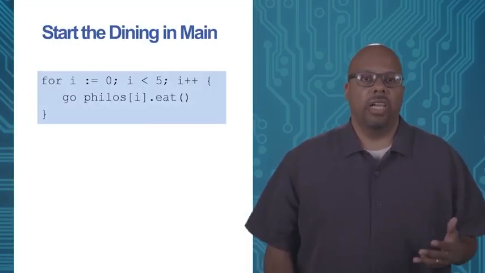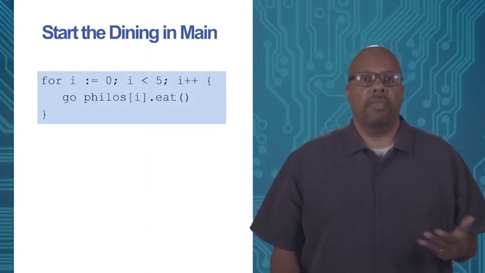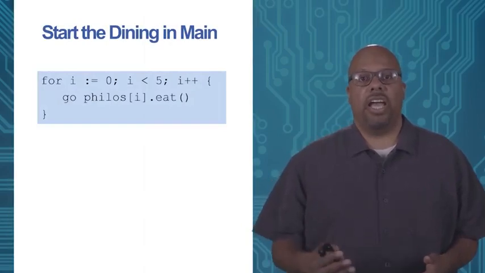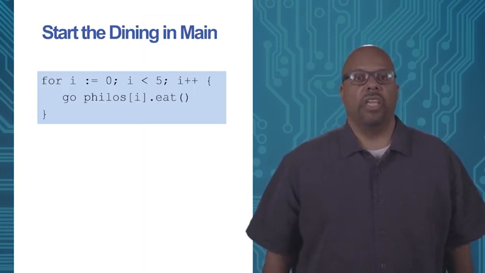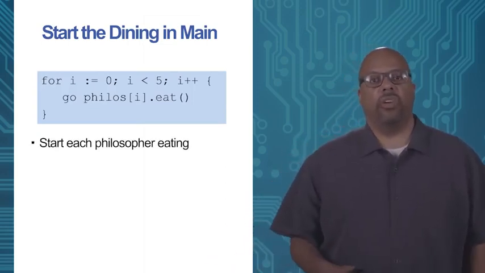Right after that, we start the eating. I have a for loop, i equals 0 to 5, because we want to make 5 goroutines, 1 for each philosopher. We just say philosopher[i].eat, and it calls this eat, which is an infinite execution. So this will start each philosopher eating, starting these 5 goroutines.